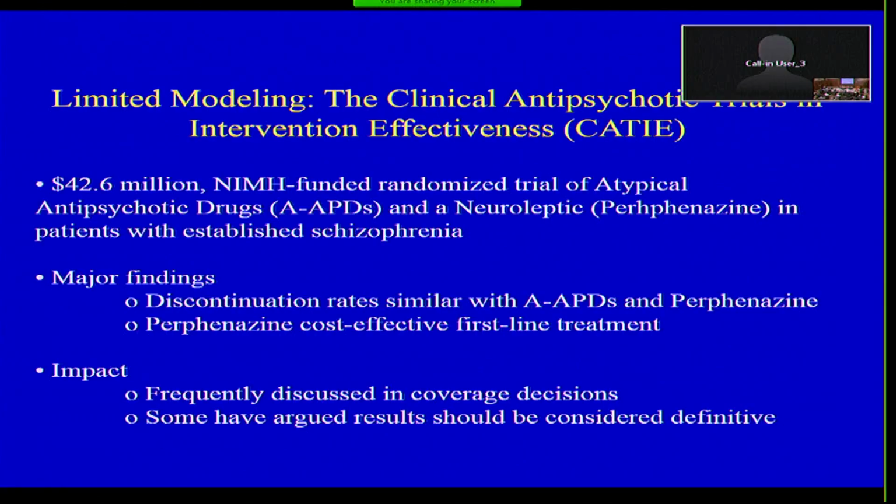And when these results came out, it was frequently discussed as part of coverage decisions, and some people even argued that the results should be considered definitive and we should just move away from the atypicals. And there were lots of payers happy to do this. And we wanted to review the robustness of that result and whether, in fact, there was still value in studying atypicals versus traditional neuroleptics.